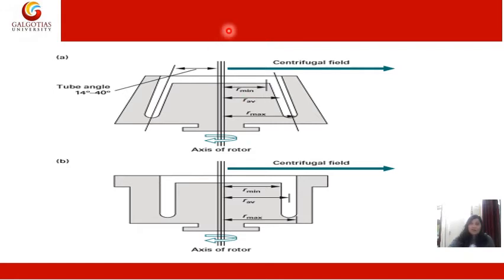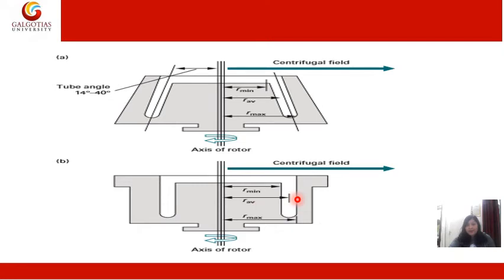The direction of the centrifugal field will be towards this. Okay, and for this sample tube, the direction of the centrifugal field is left to right, but for this tube it will be right to left. See, now what about vertical rotors? We know that in vertical rotors, when the particle is at the top, it will have the same distance from the axis of rotation as the particle at the bottom of the sample tube.